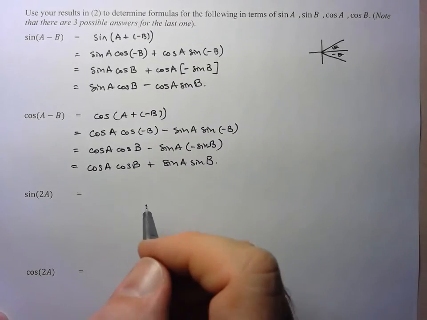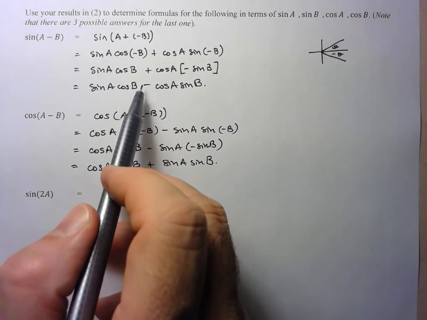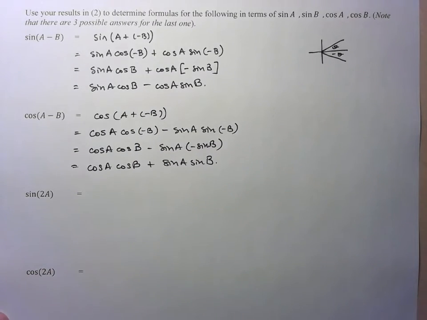And we see that same pattern as before: with the sines, the operation is the same. With the cosines, the operations are opposite.